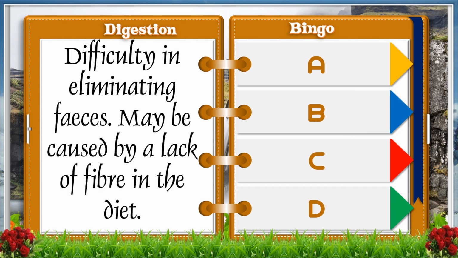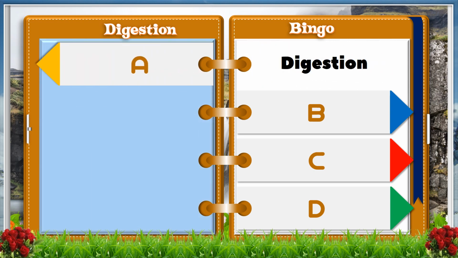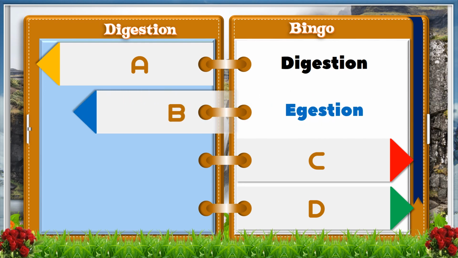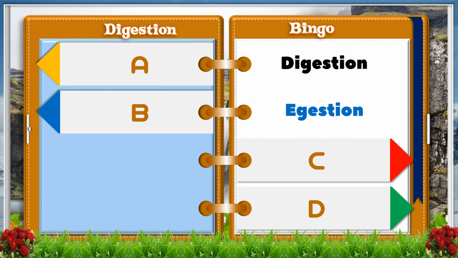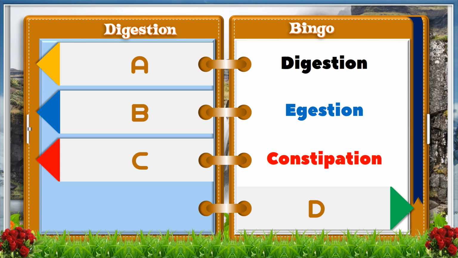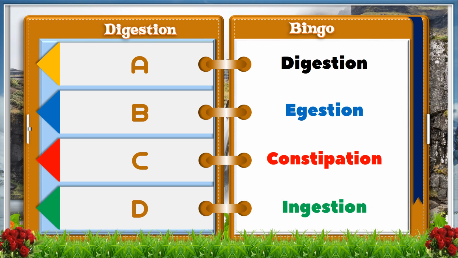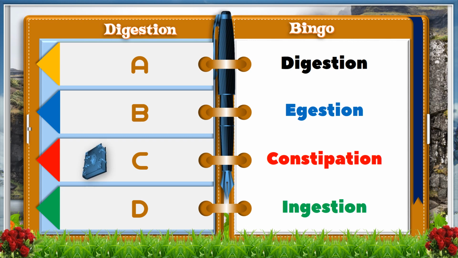Difficulty in eliminating feces may be caused by lack of fiber in the diet. A. Digestion. B. Digestion. C. Constipation. D. Ingestion. And the answer is C. Constipation.